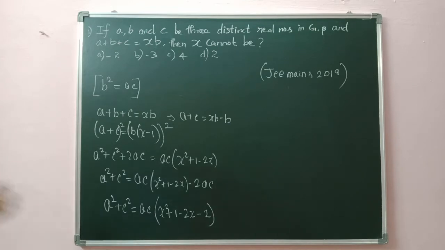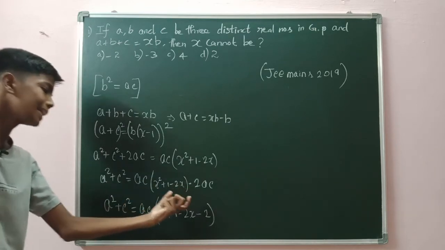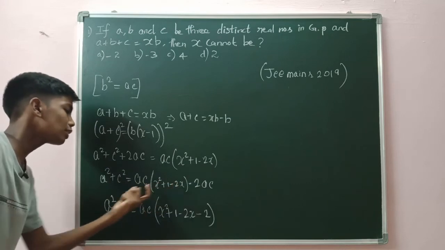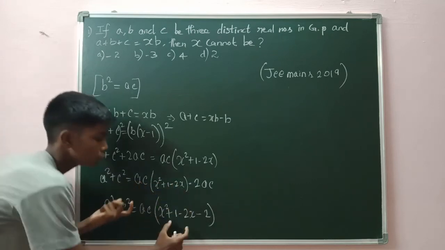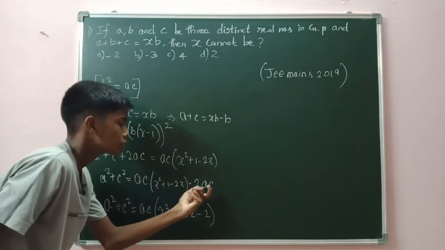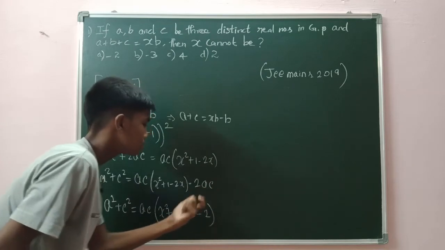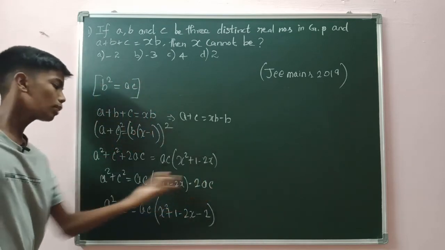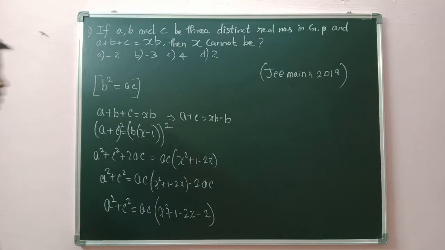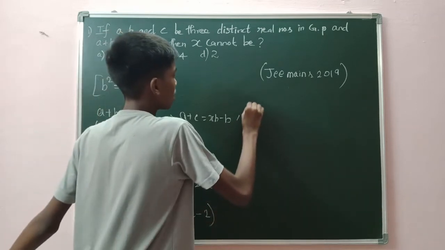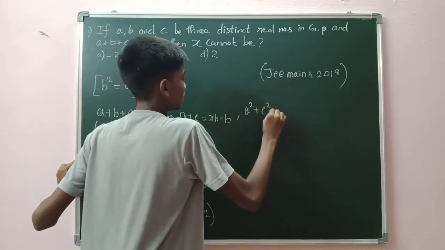Very simple guys, I just took AC common in the RHS. When you take AC common here, I will get x square plus 1 minus 2x. Now when I take AC common in this minus 2AC, then we'll get minus 2, because I'm just taking your AC common. So now it's very simple.